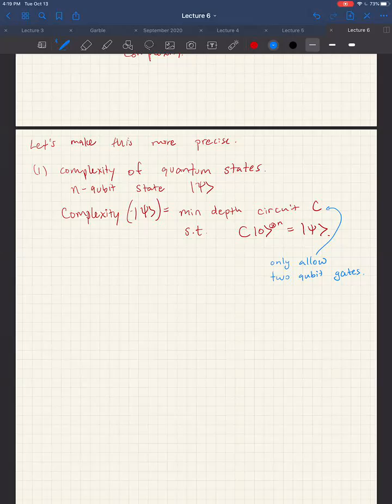So maybe this is related to what Alexandre was asking. But here we're only allowing 2 qubit gates. Let's say it's an arbitrary 2-qubit gate. You can pick any one, but they have to be 2 qubits. And the question is, given those, what's the minimum number of layers you need to prepare the target state psi? So let's just look at a couple examples to get a feel for this measure.